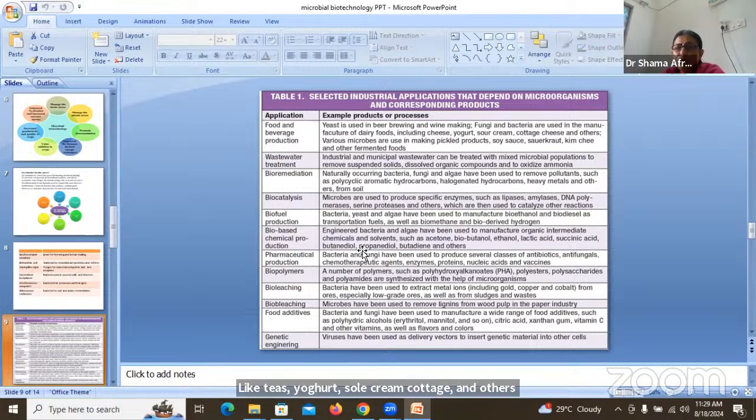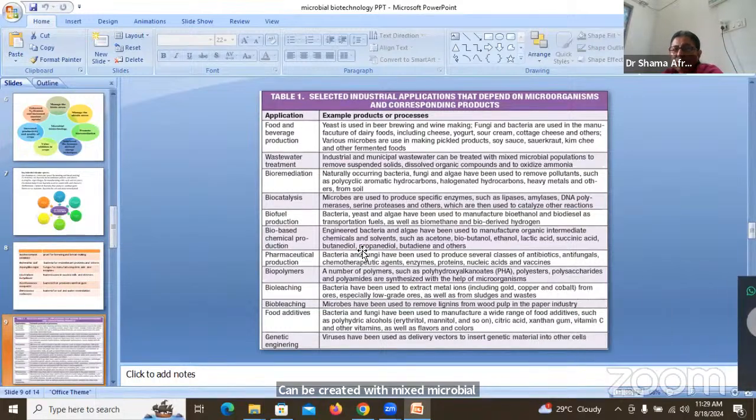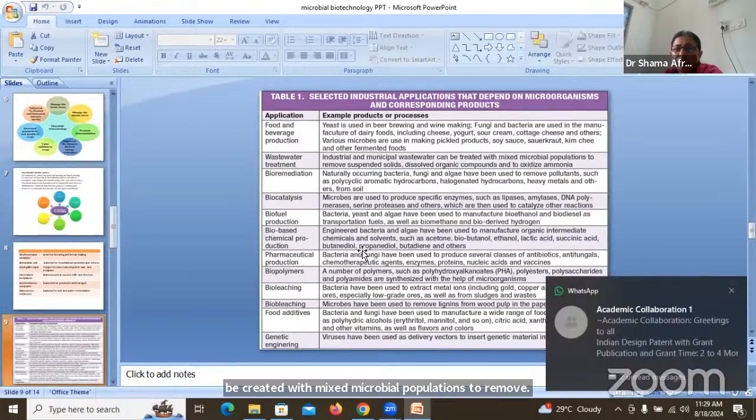Various microbes are used for the production of sauerkraut, pickles, soya sauce, kimchi, and other fermented food products, in which come the probiotics also. The microorganisms are used in wastewater treatment, and industrial and municipal wastewater can be treated with mixed microbial populations to remove the suspended solids, the dissolved organic compounds, and to oxidize ammonia.